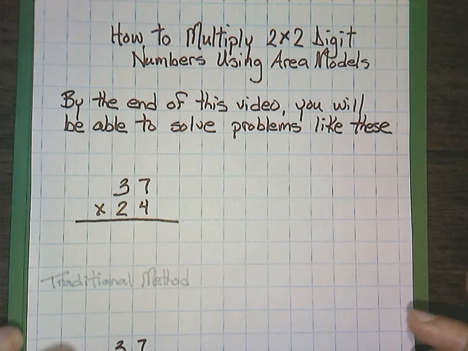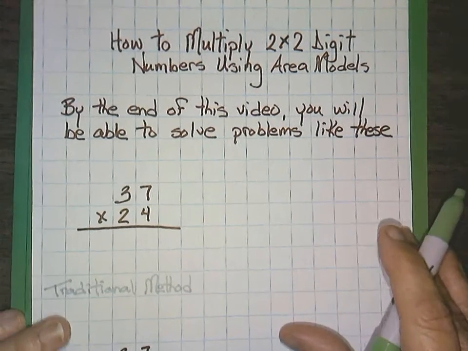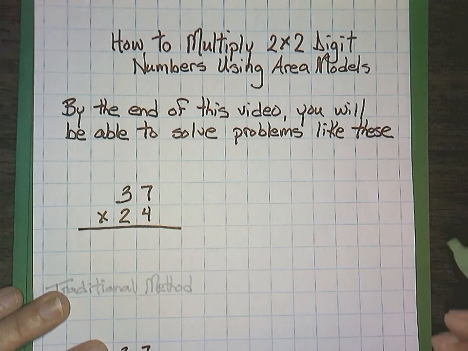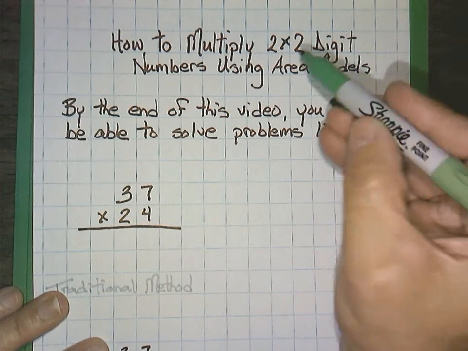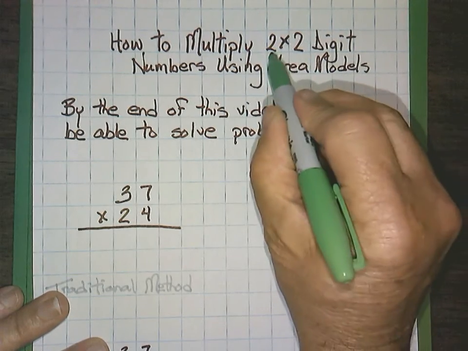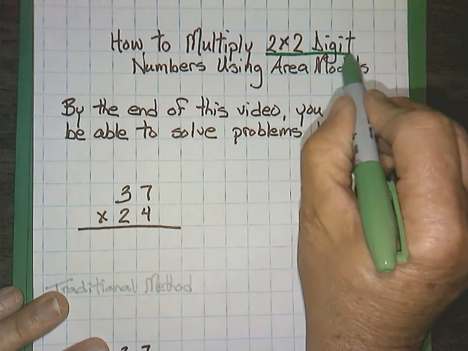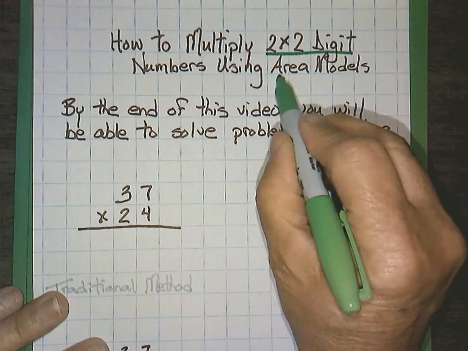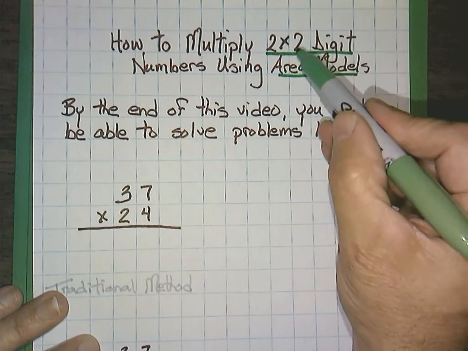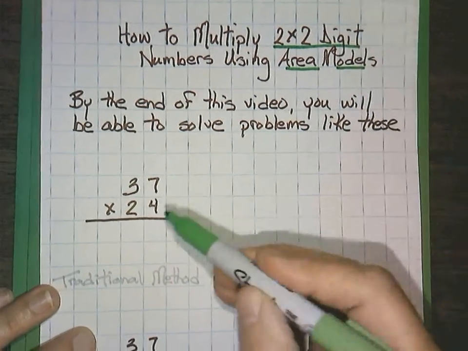Hello, everybody. This is Mr. Walker. Today's topic is once again multiplying: how to multiply 2 by 2 digit problems using area models. And by 2 by 2 digit, what we mean are problems like this.